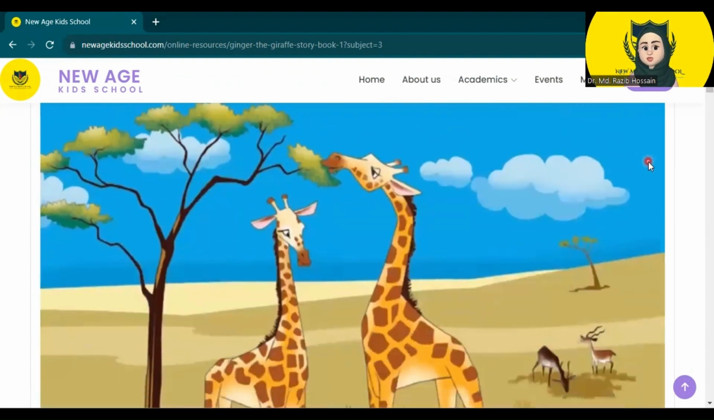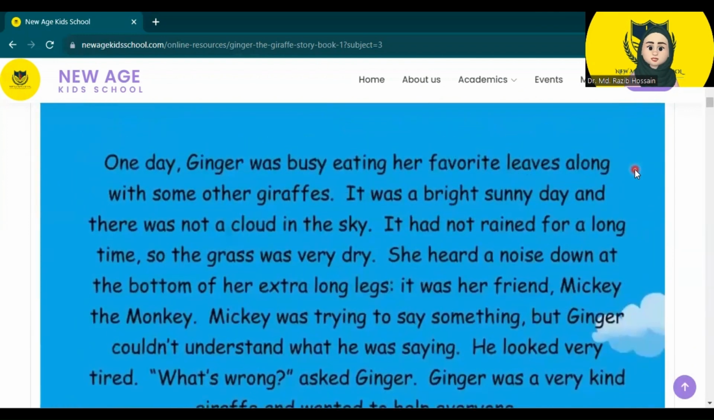Now let's go to page number 2. One day, Ginger was busy eating her favorite leaves along with some other giraffes. It was a bright sunny day, and there was not a cloud in the sky. It had not rained for a long time, so the grass was very dry. She heard a noise down at the bottom of her extra long legs. It was her friend, Mickey the monkey.